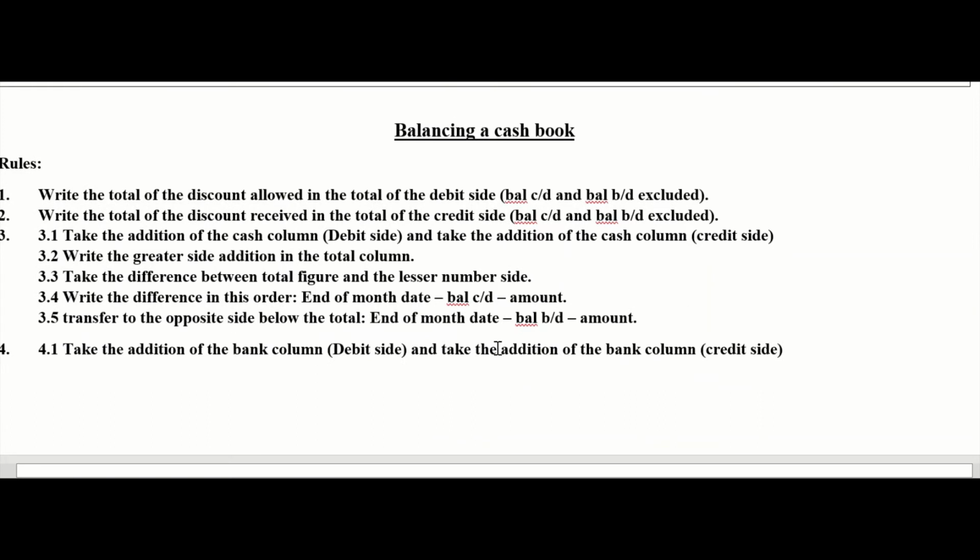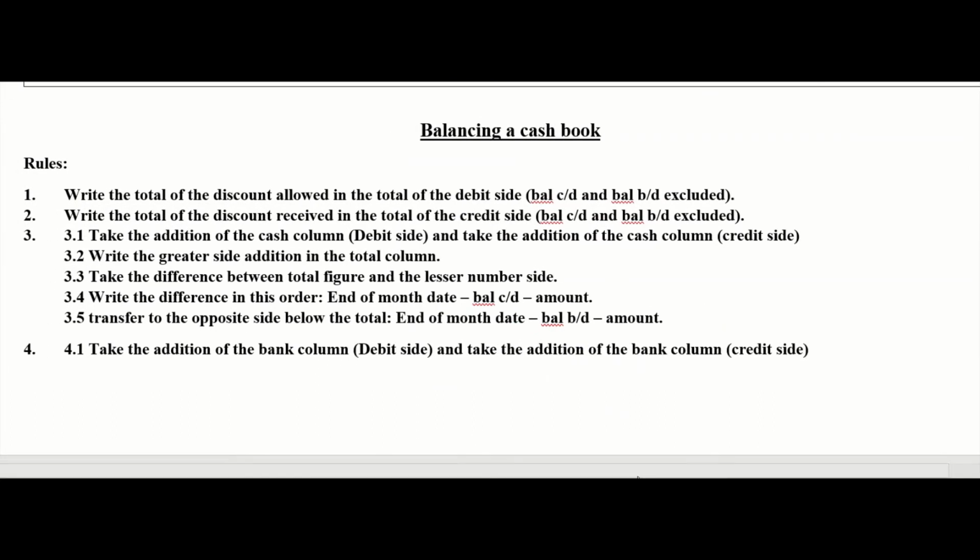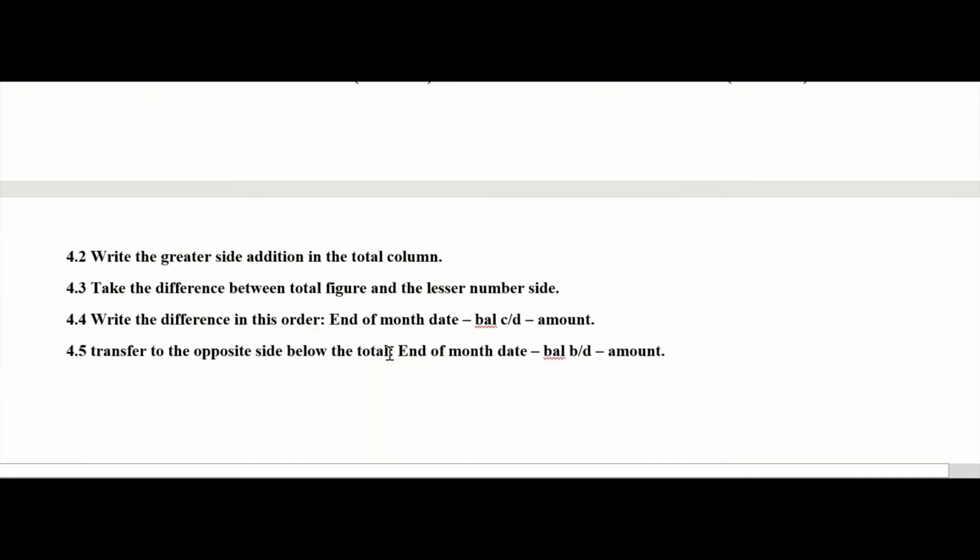Next, balancing a cash book. These are the main rules that you need to consider prior to balancing a cash book. Write the total of discount allowed in the total of debit side. Balance carried down, brought down is excluded for discount allowed. Write the total of discount received in the total of credit side. Balance carried down, brought down is excluded for discount received as well. So let's go one by one. Next, you balance the cash column and then you balance the bank column. So let's go in detail.